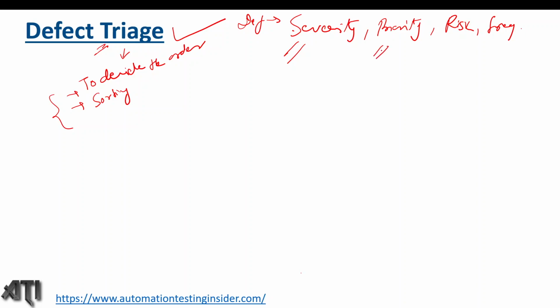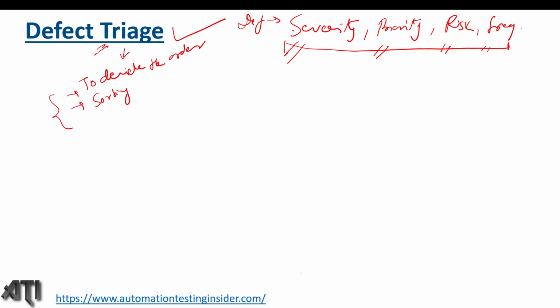The importance of the defect is called the priority, that is, how soon it should be fixed. Risk involvement is nothing but the project risk or business risk involved with the particular defect, and frequency is nothing but the occurrence. So these are the four factors we discuss to prioritize the defects during the defect triage.